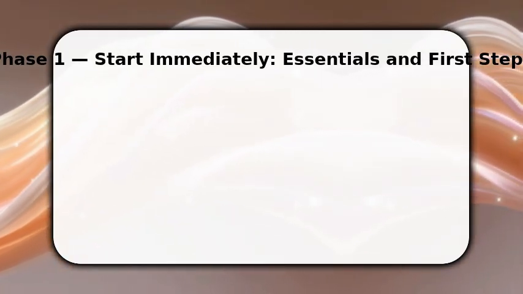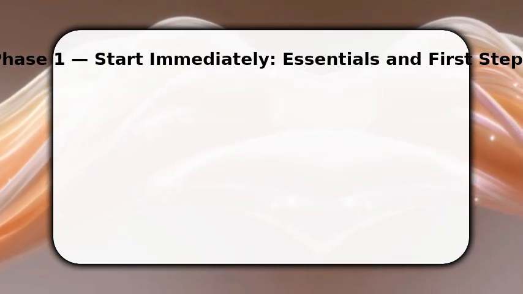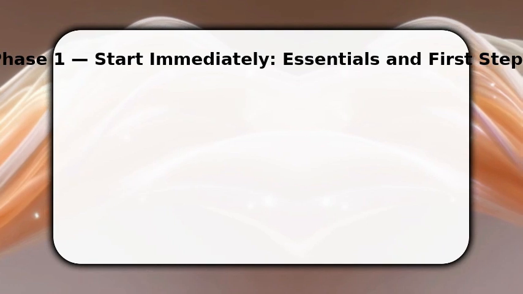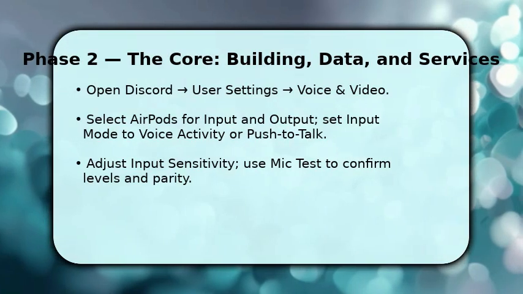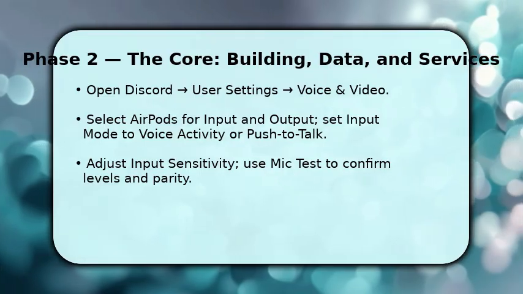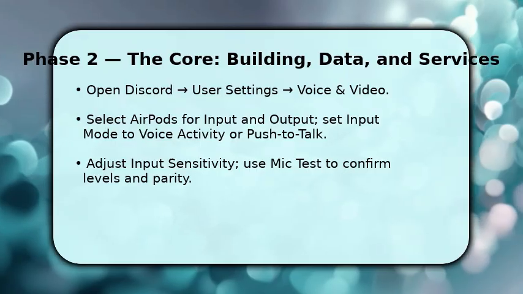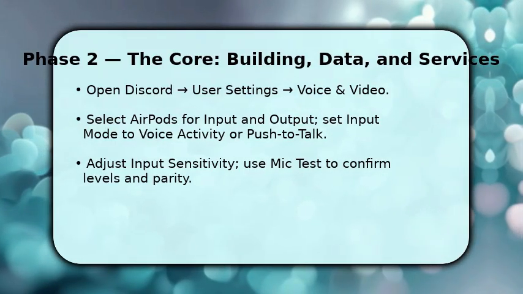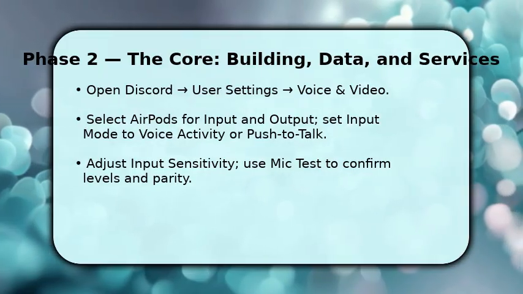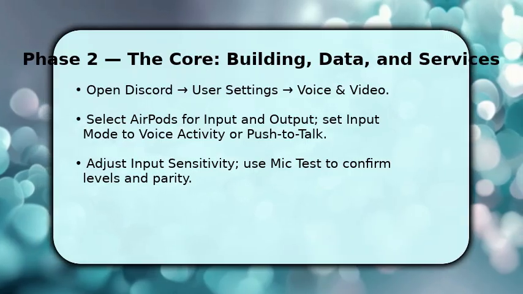Make sure battery is above 20% to avoid dropouts, and leave spatial audio off for troubleshooting until Discord audio is stable. In Discord, go straight to user settings, then voice and video, because this is where device selection matters. Choose your AirPods for both input and output. If the AirPods mic doesn't show, pick the alternative Bluetooth hands-free option temporarily and retest.